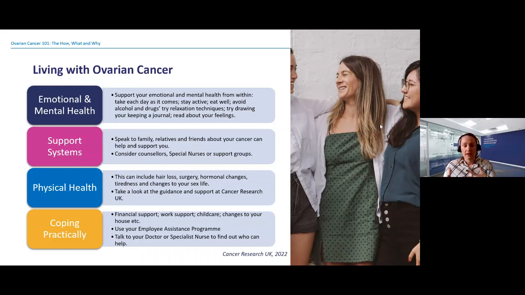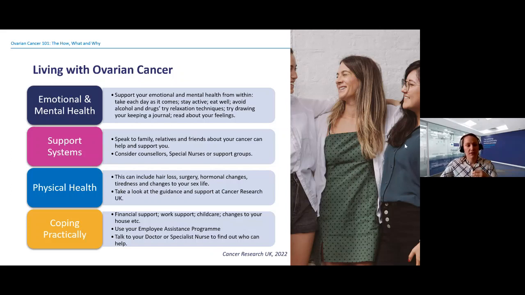Stay active, eat well, try and maintain a healthy lifestyle, and you might even find techniques such as drawing or keeping a journal really helpful. The advice from Cancer Research UK in terms of support systems is simply to talk to friends, talk to families, but you might also find it really helpful to talk to somebody who's completely impartial, such as counsellors or nurses. And actually, on the next slide, I'll give you some of those support resources for that actual support system.